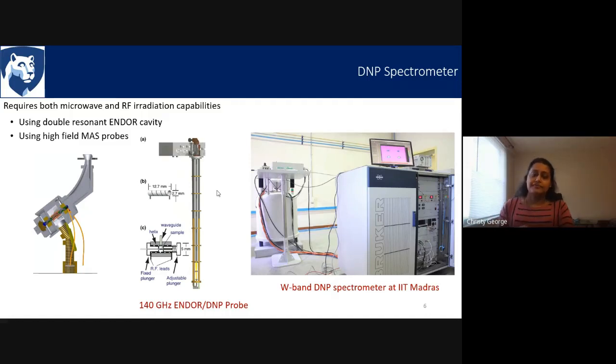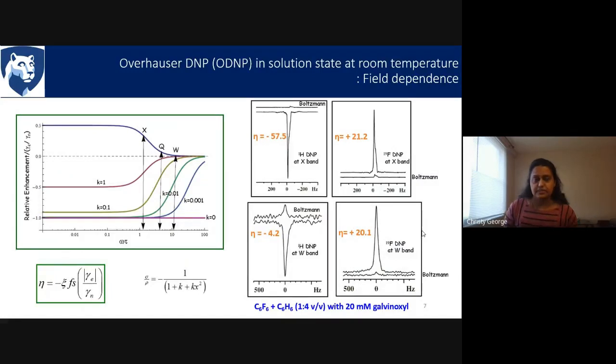So when we do high field DNP, generally people tend to use only a DNP probe, which is resonant only to the NMR but not to the microwave radiation. Now here I am showing the picture of a W-band DNP spectrometer that we were using at IIT Madras. My work involves both solution state DNP as well as solid state DNP. First I will present our work on solution state room temperature DNP, Overhauser based fluorine DNP at X, Q and W bands.